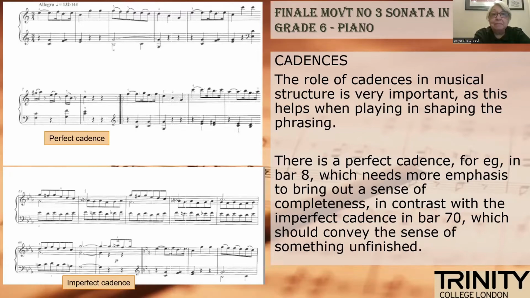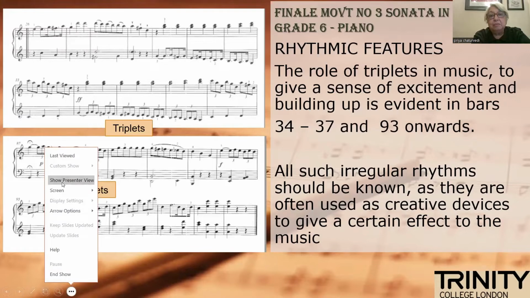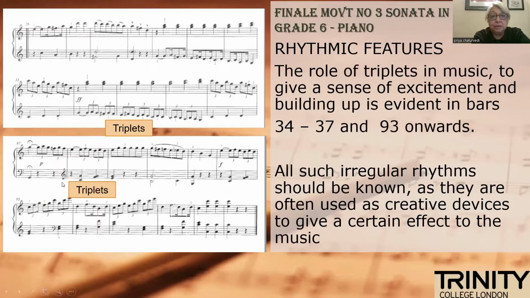Coming now to rhythm, there are some rhythmic features which we have encountered in other pieces. One is triplets, which we know help to give a sense of excitement and building up, and that is evident in bars 34, 37, and 93 onwards. All irregular rhythms, I would advise, should be known because they are used so often as creative devices to give a certain effect to the music. In this one, you have triplets. In others, you can have other irregular rhythms, and really, this is something that does need to be known. So that's it for this piece.